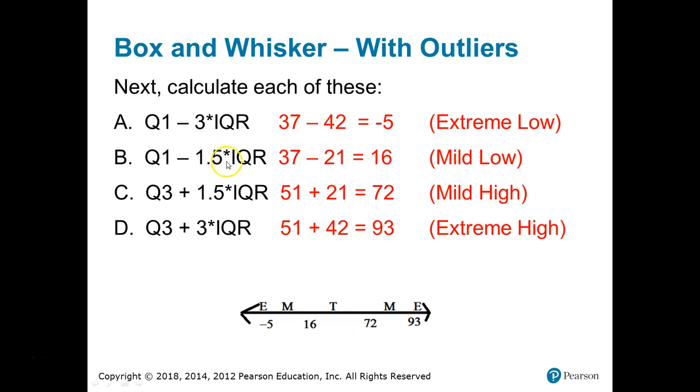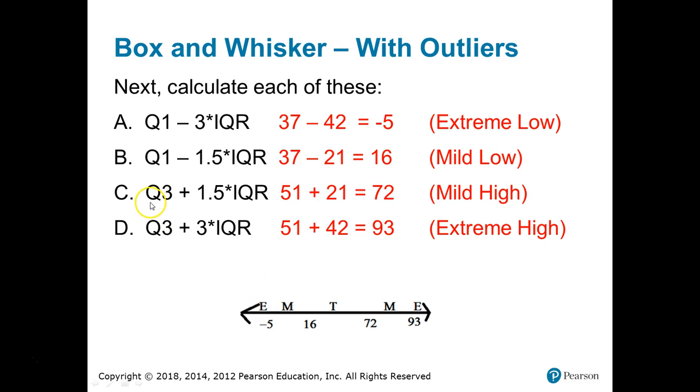So a mild low range would be Q1 minus 1.5 times the interquartile range. So 14, which is your IQR, times 1.5 is 21. So 37 minus 21 equals 16. So anything between -5 and 16 would be mild, a mild outlier.